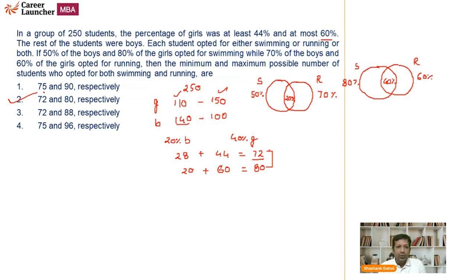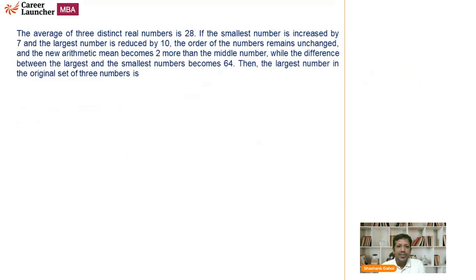Now, let's move on to the next question. What does it say? Question number 12. The average of 3 distinct real numbers is 28. So basically, the sum of the 3 numbers is going to be 84. So I can say A plus B plus C is equal to 84. A is the smallest, B is the middle, C is the largest. The smallest number is increased by 7. The largest number is decreased by 10. So C minus 10.